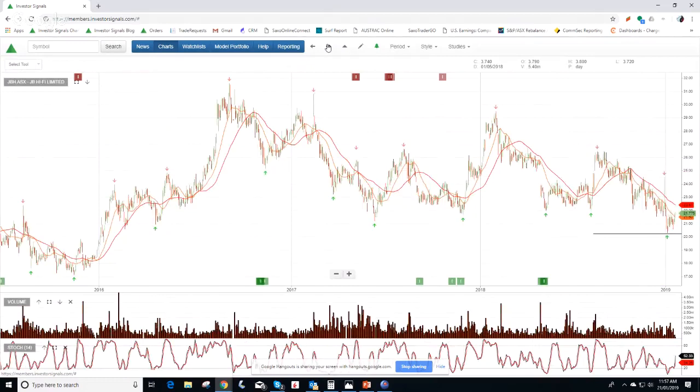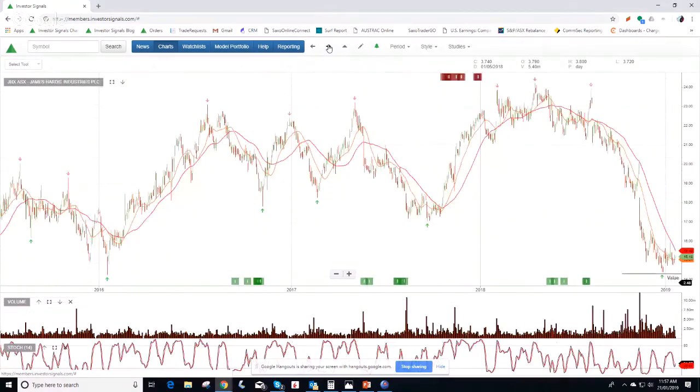JB Hi-Fi, again, all these stocks are in the model at the moment, and JB Hi-Fi finding support there around $21. What I encourage you to do is go into the members area and toggle through these stocks yourself and have a look at some of these high conviction ideas as we start to finalise those over today's session and next week.